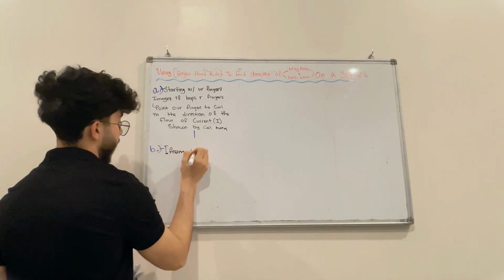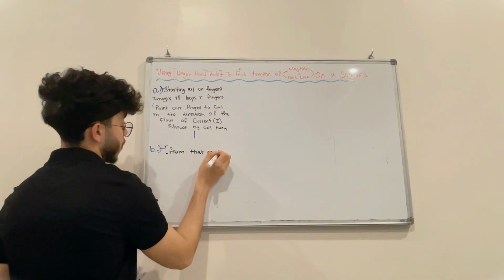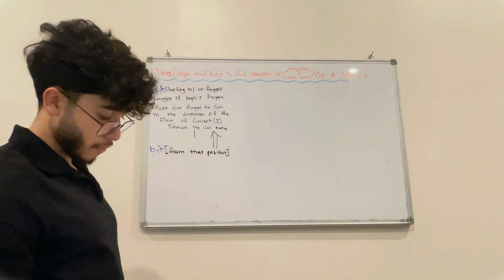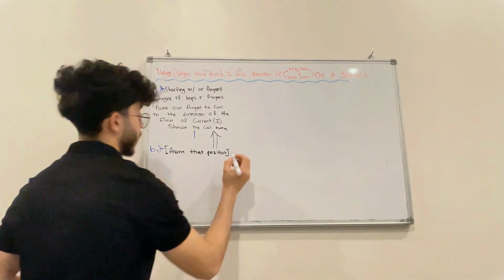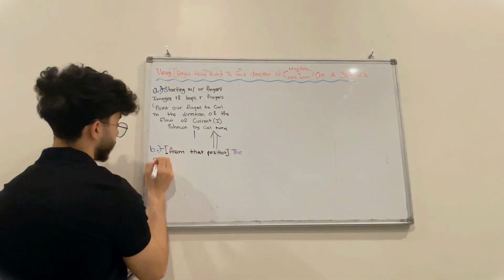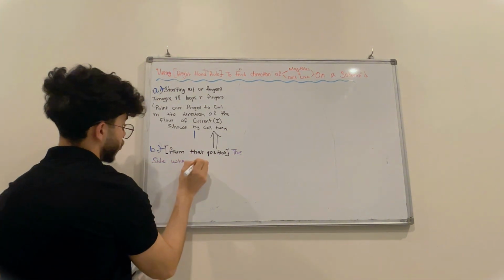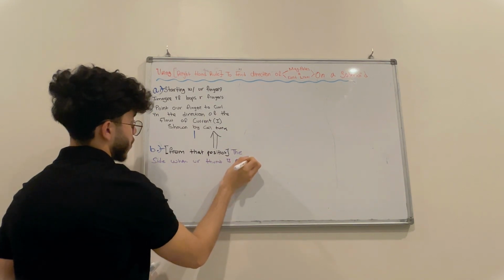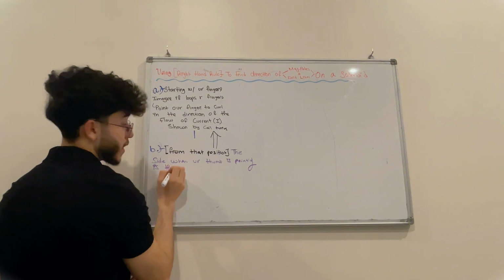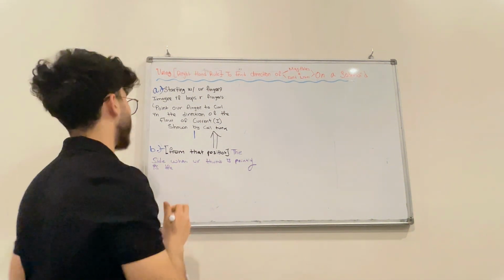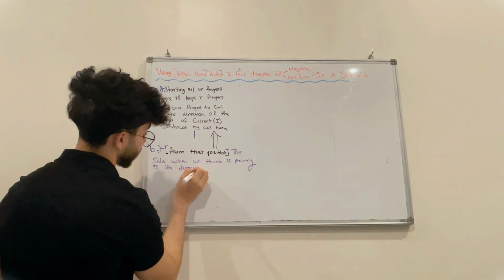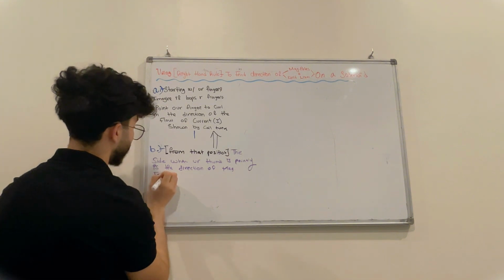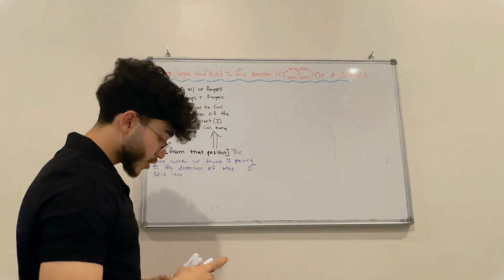From that position. What position? The position that you left over here. Okay? From this position, the side where your thumb is pointing is the direction of the magnetic field lines. What do I mean by direction of the magnetic field lines?